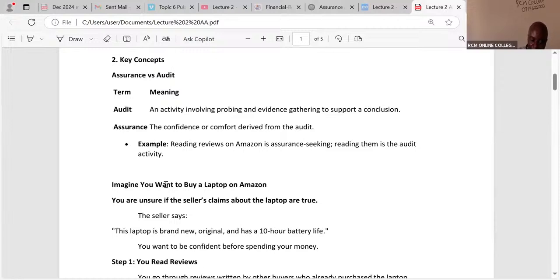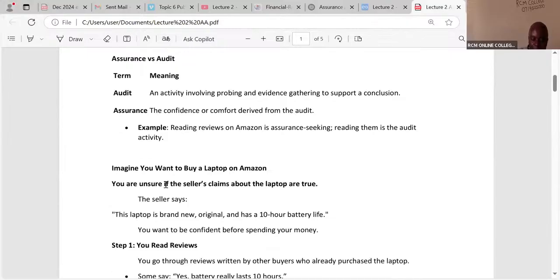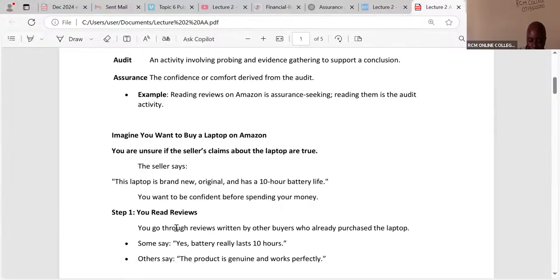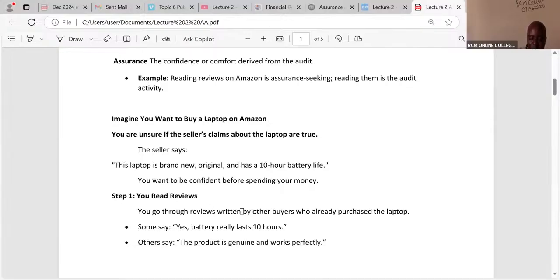Imagine you want to buy a laptop on Amazon. You are unsure if the seller's claims about the laptop are true. So the seller says, this laptop is brand new, original, and has a 10-hour battery life. So you want to be confident before spending your money. So step one, what do you do? You go to the reviews, you read reviews written by other buyers who already purchased the laptop.